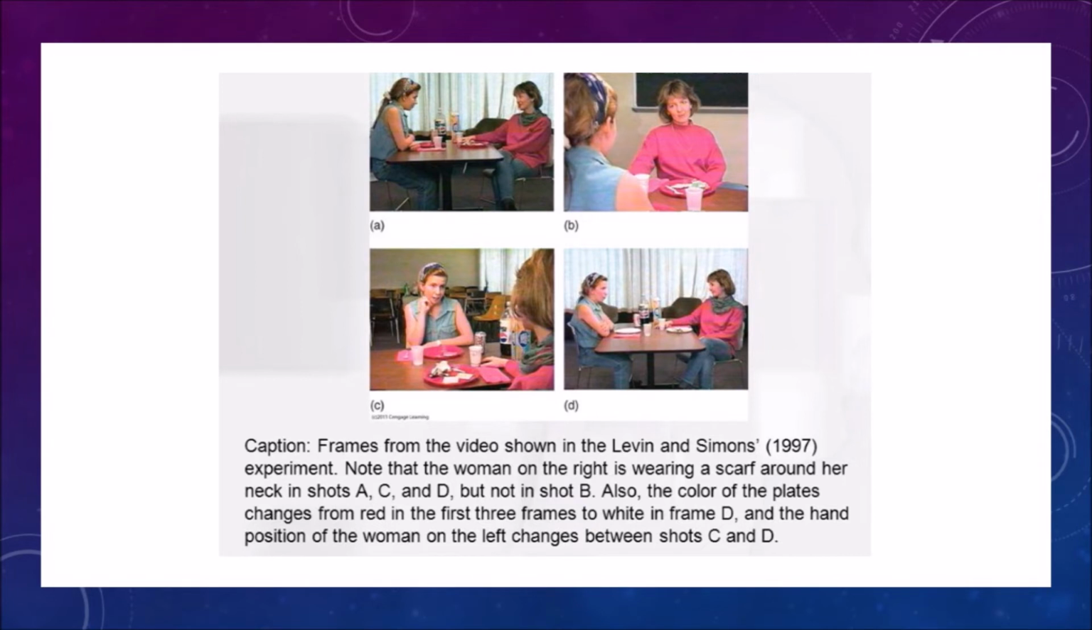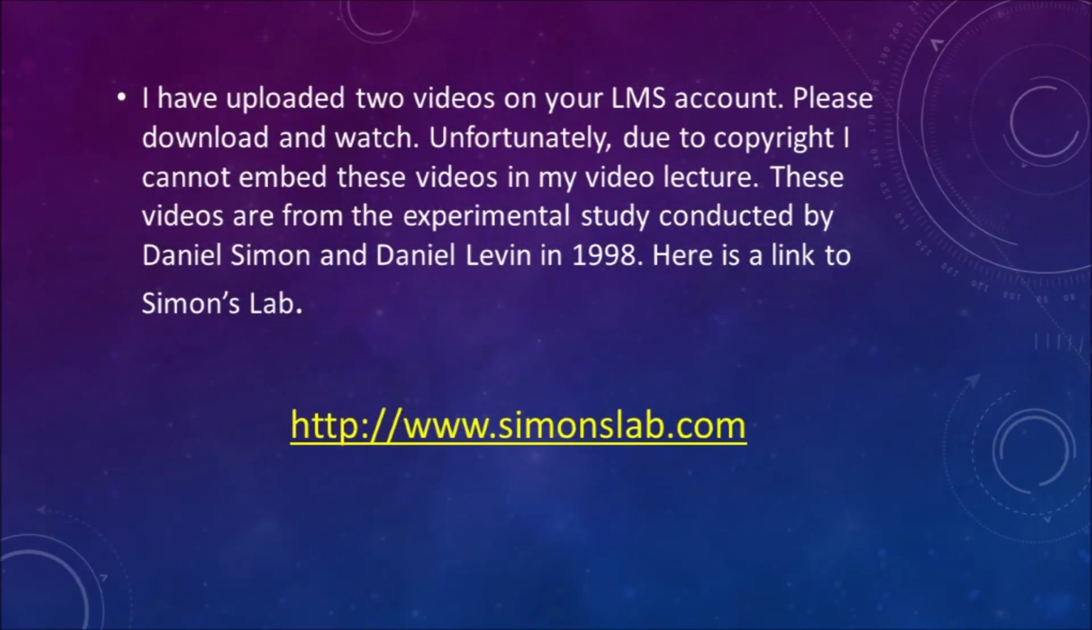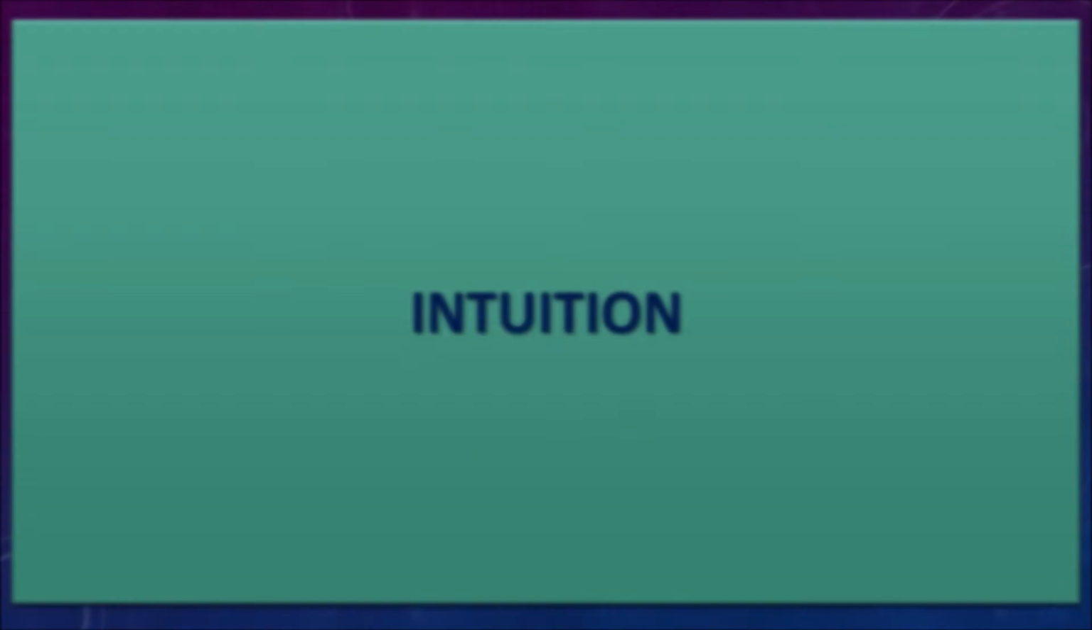In this connection, I have uploaded two videos on your LMS account. Please download and watch. Unfortunately, due to copyright, I cannot embed these videos in my video lecture. These videos are from the experimental study conducted by Daniel Simons and Daniel Levin in 1998. Here is the link to Simons' lab. You can find more literature there. You can visit the website directly, or you can also download these videos from your LMS account. These two videos will help you a lot with what we are discussing about change blindness and inattentional blindness.